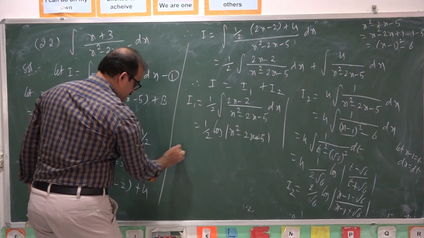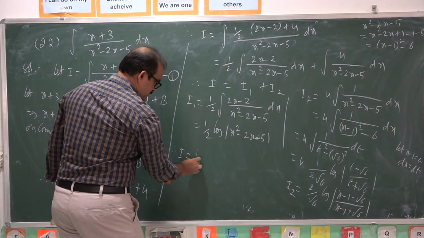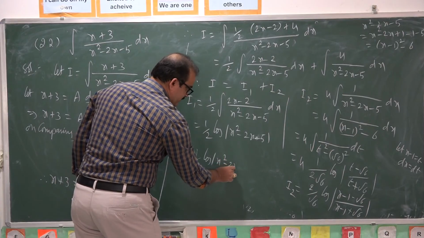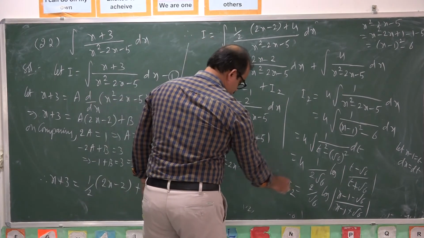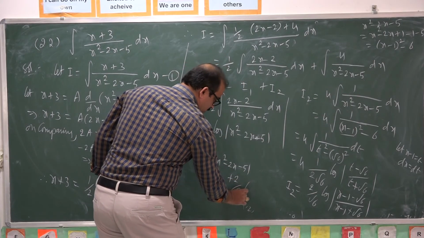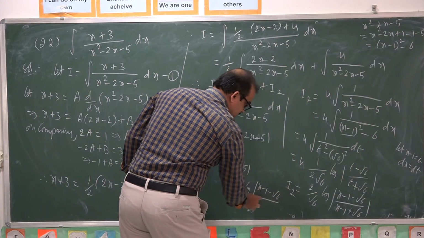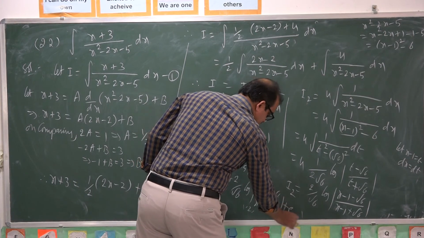Therefore, I is equal to I1 plus I2. What is I1? 1 by 2 into log mod (x² − 2x − 5), plus I2, 2 by root 6 into log mod (x − 1 − root 6) by (x − 1 + root 6), plus c.